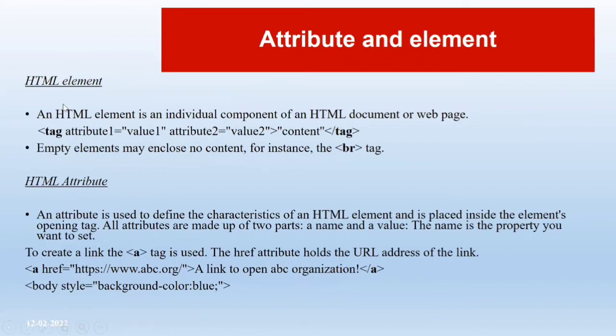So let's see the structure of an HTML element. Basically, we have two things: one is element, second is attribute. Tags are called elements. Inside tags, we need to write attributes. An HTML element is an individual component of an HTML document or web page. For example: tag, attribute 1, value, attribute 2, second value, content, and tag close.